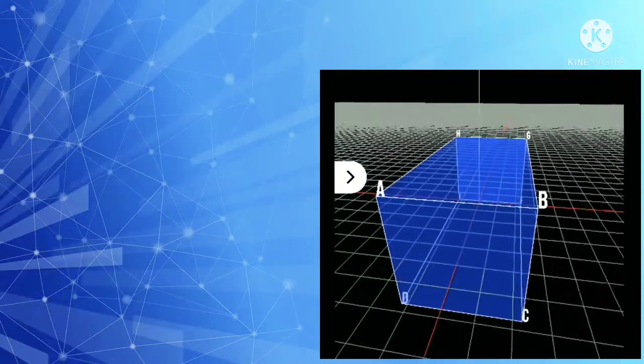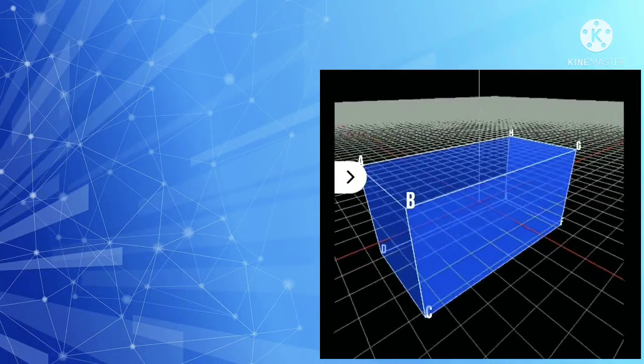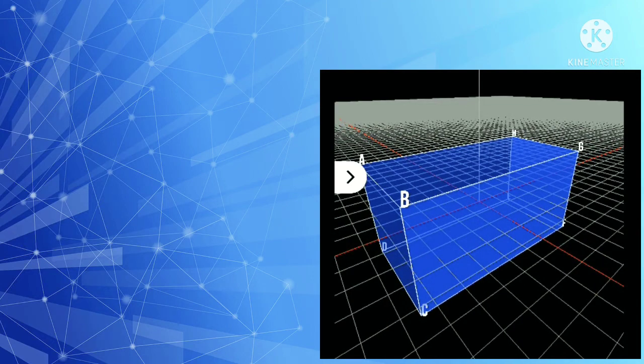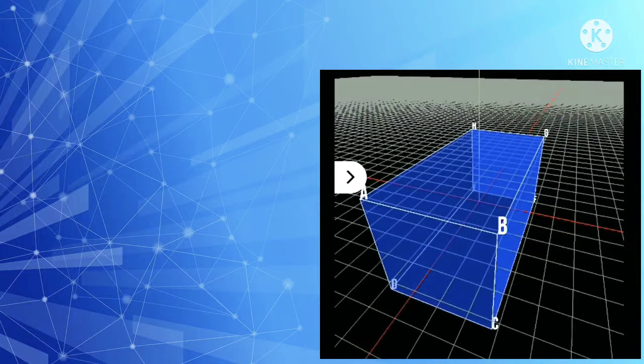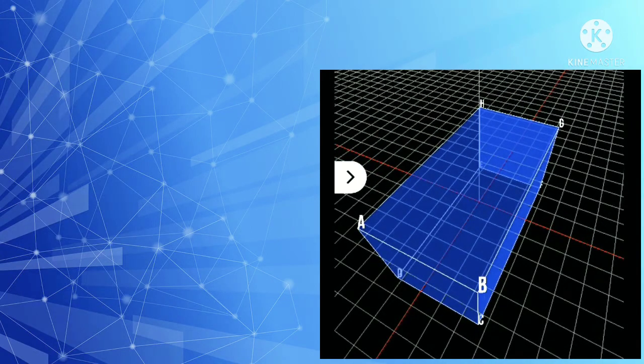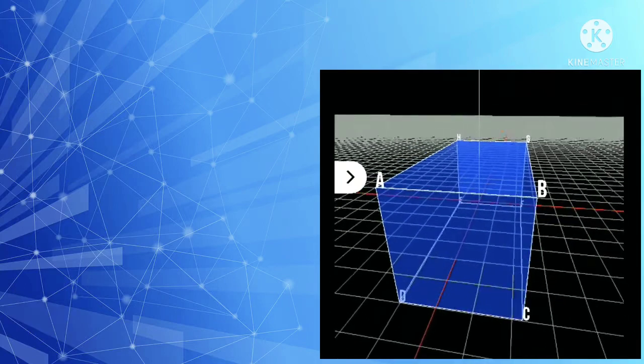In this case what do we get? AB means breadth, and BZ is the length. So easily we can find the surface area, that means the area of this top part. So we have to apply the area of rectangle formula, and what do you write? Length into breadth.